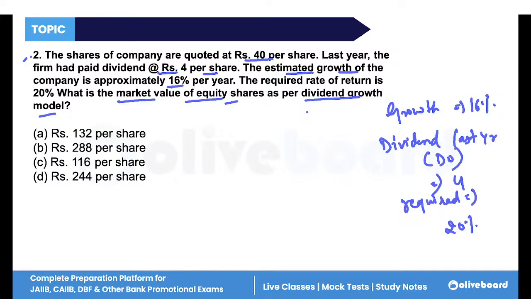The formula of the dividend growth model is P equals D1 upon R minus G. Now, what is given? What is P? So, first you have to calculate the dividend of the current year.